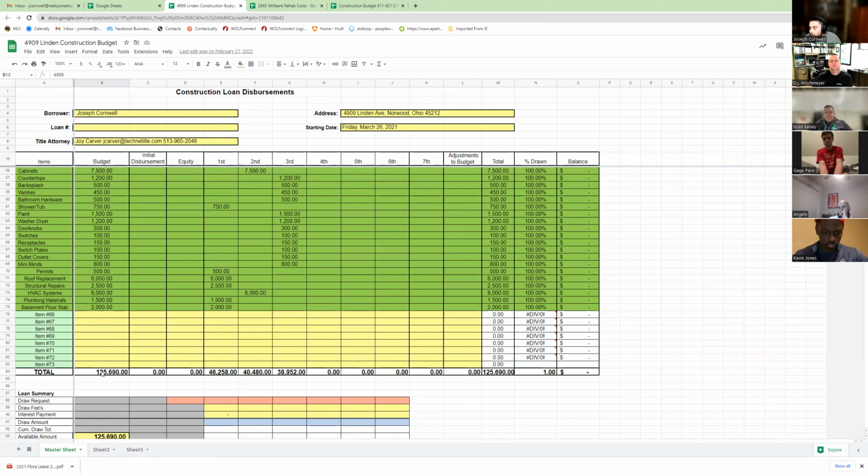So another little trick I've learned. Again, this is going to be easier said than done. It's going to be easier if you're GCing your own project because you have control of all this. But these are just little tips I've learned over the years.